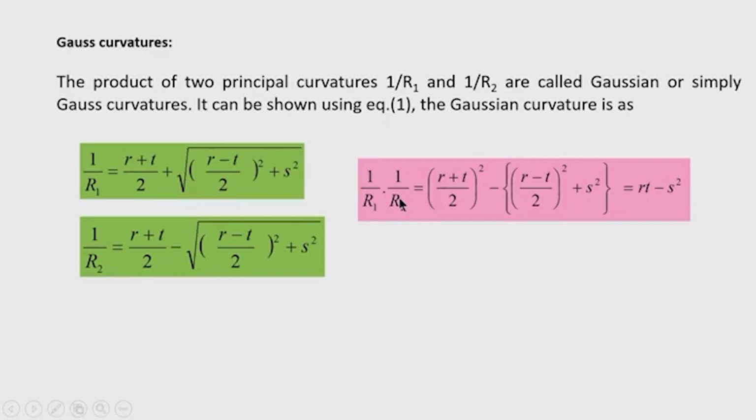can classify the shell as a singly curved shell. So, the example I have shown is a cylindrical shell, or it may be a conical shell also. So, here if RT minus S square is a non-zero quantity, two cases may arise. In one case RT minus S square is greater than 0, in another case RT minus S square is less than 0. So, let us discuss what happens to the type of shell in these two cases.